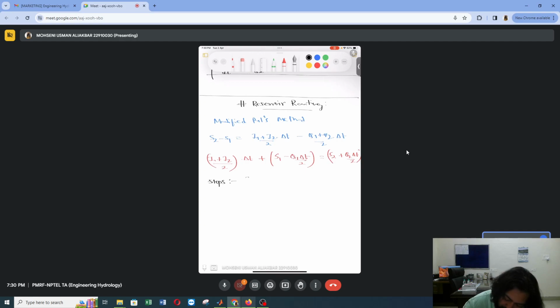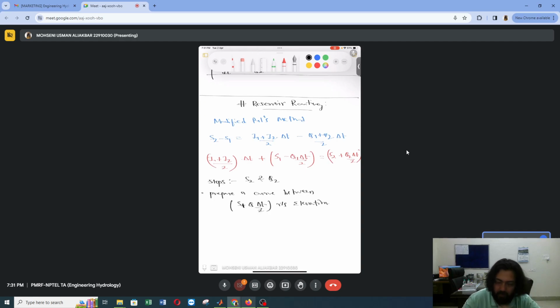So we are required to calculate S2 and Q2, and how we can do that is by using these simple steps. So the first step is, we need to prepare a curve between S plus Q delta T by 2 versus elevation. The elevation value is known to us and we know the value of storage and Q delta T by 2 at inlet, so we are going to prepare a plot between them.